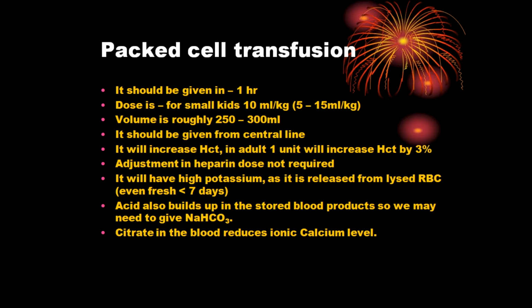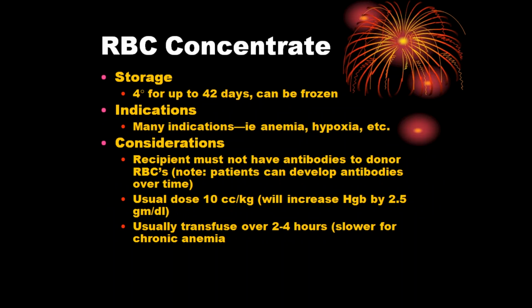If it has high potassium from the lysed RBCs, you have to correct that. Also, the stored blood products may require soda bicarb. Citrate in the blood reduces the ionic calcium level. Then RBC concentrate is stored at 4 degrees centigrade up to 40 days and can be frozen. Indication: severe anemia and hypoxia. Consideration: the recipient must not have antibodies to donor RBC. Usual dose is 10 cc per kg. Usually transfused over 2 to 4 hours.